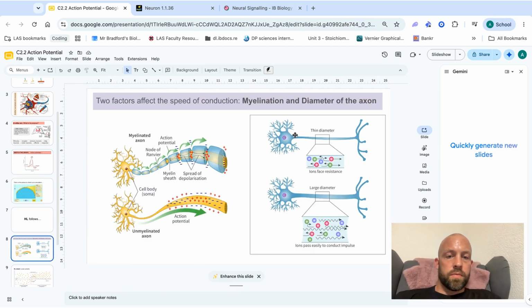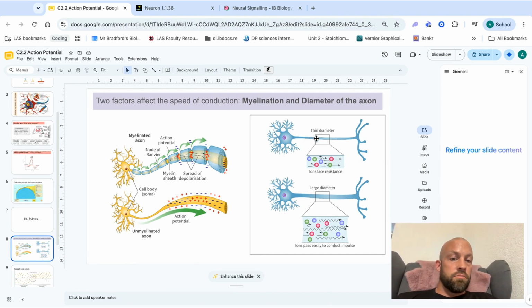So here's our axons. Now there's two things that can affect the speed of conduction. That's the thickness, the diameter of the axon here. So if it's wider, ions pass easily to conduct the impulse. When it's larger, so if we have a larger diameter, they're able to move easier through the lumen of the axon. And if it's thinner, there's more resistance, so it slows down.